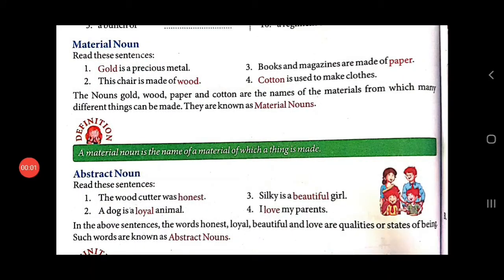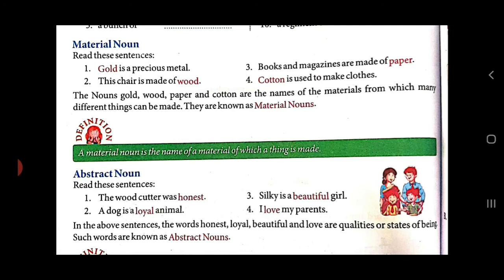Now in all these 4 sentences children, the nouns gold, wood, paper and cotton are the names of materials, okay? And these materials are used for making many different things. Okay, so they are known as material nouns.